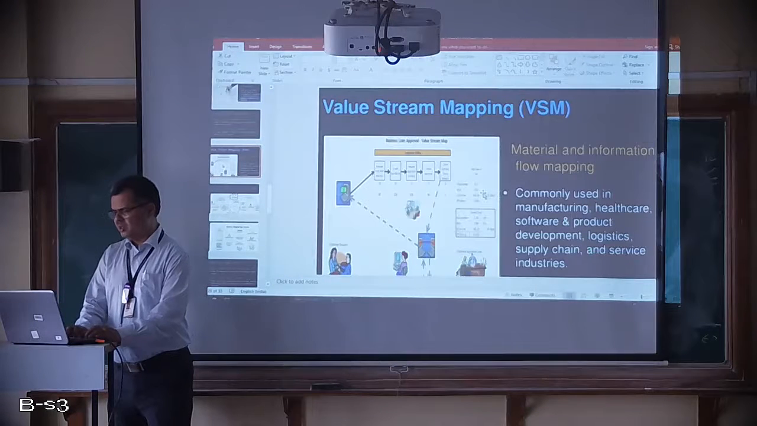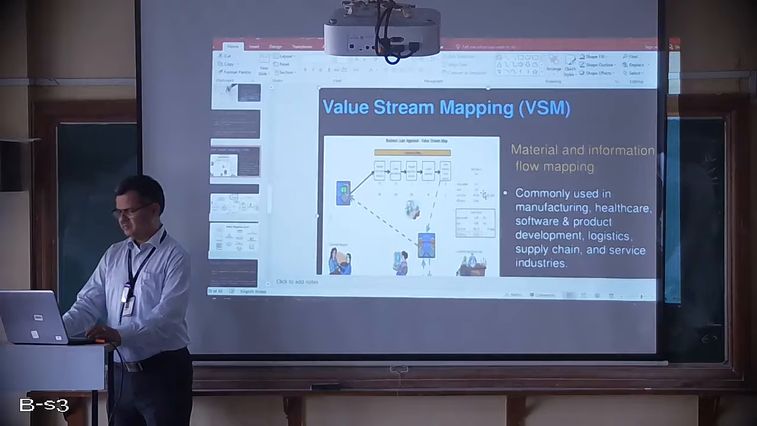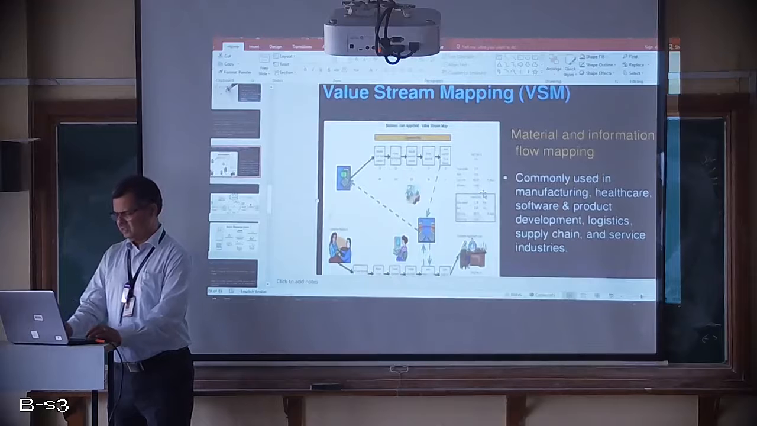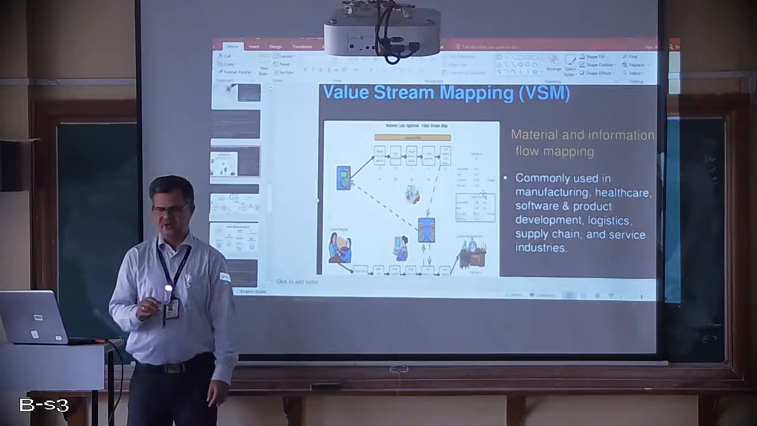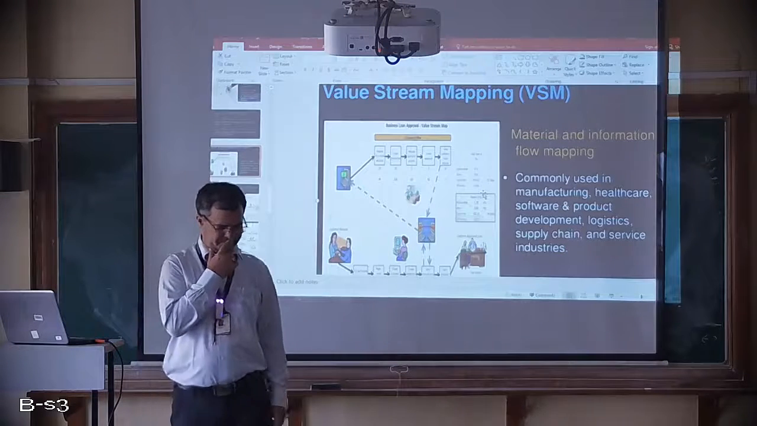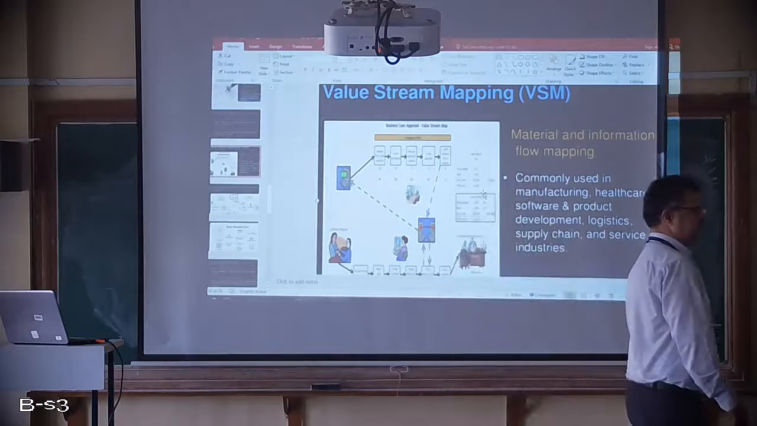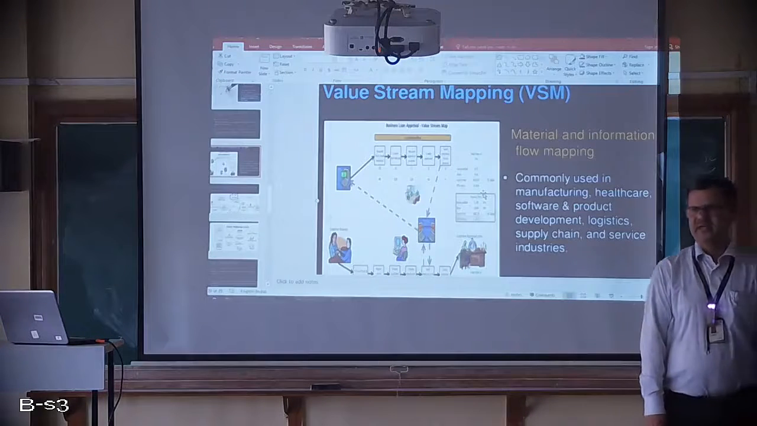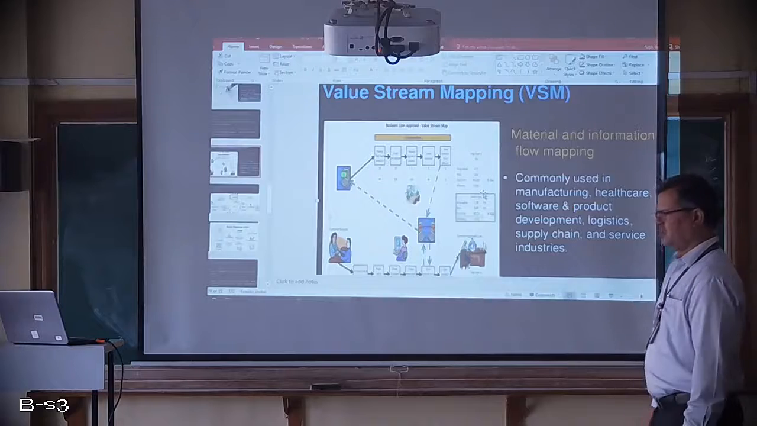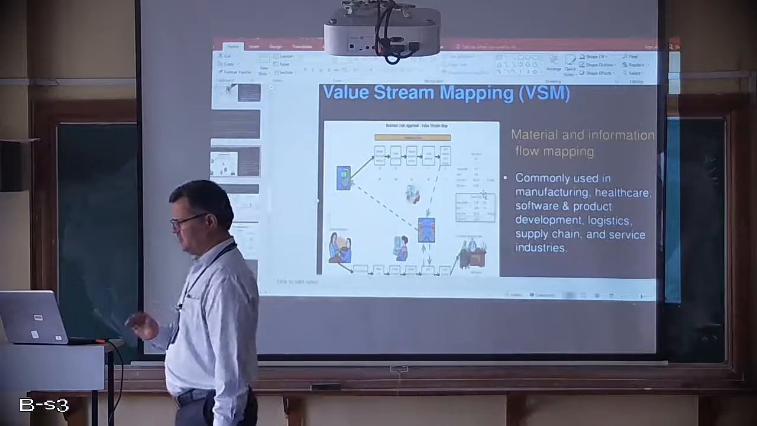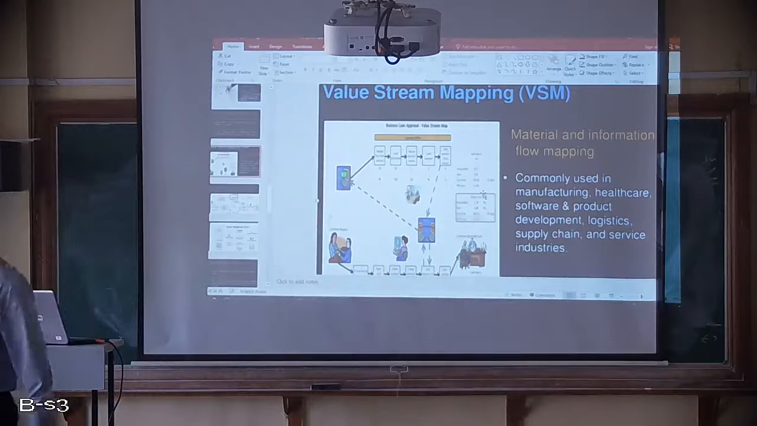Next, one more important tool, that is value stream mapping. It's the core of lean manufacturing. Value stream mapping, because what we call elimination of waste, reduction of lead time, improving profit, all these things are basically meant for improving productivity.